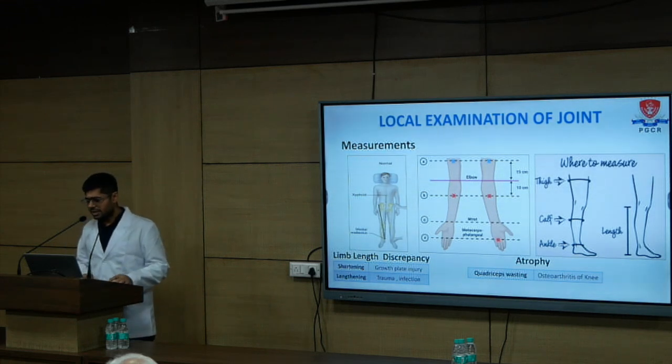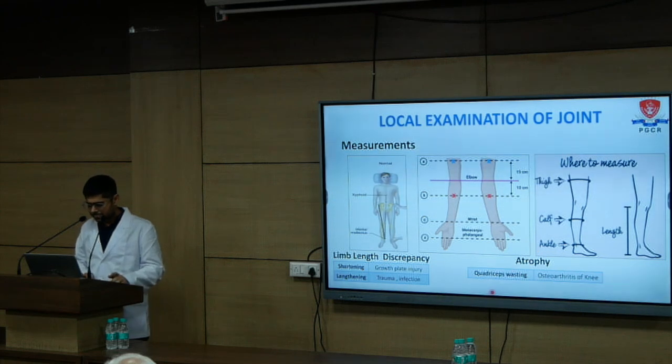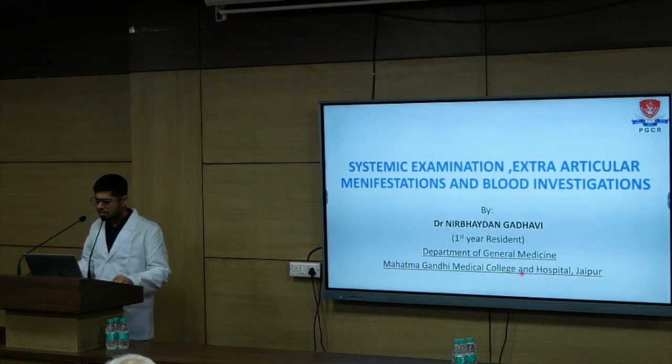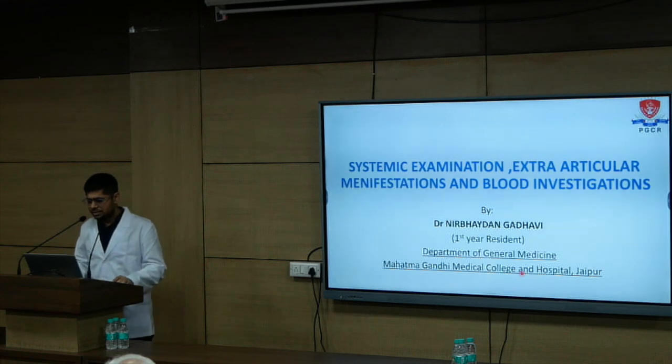Quadriceps wasting can lead to atrophy in thigh, which is seen in knee osteoarthritis. To measure the atrophy, we measure the circumference of the limb at its maximum girth. Now to discuss systemic examination, extra-articular manifestation and blood investigation, I would like to call Dr. Nirbhay.